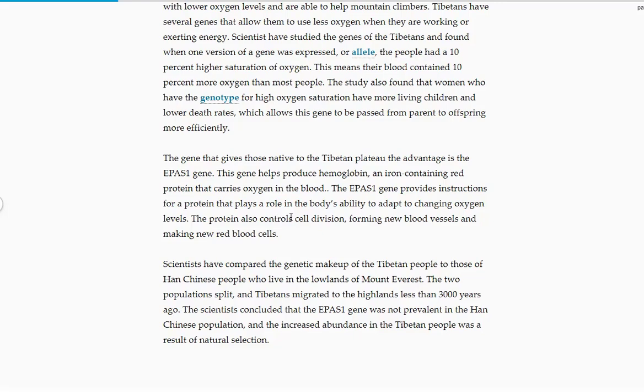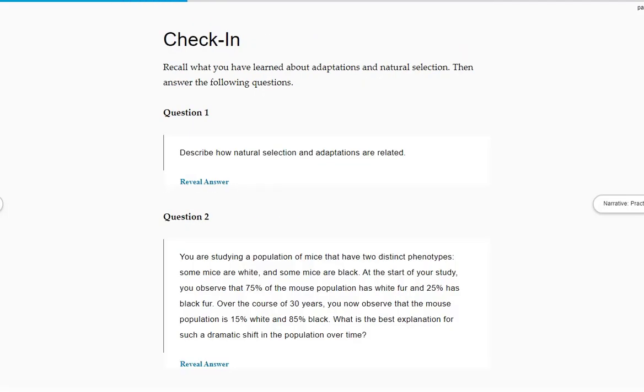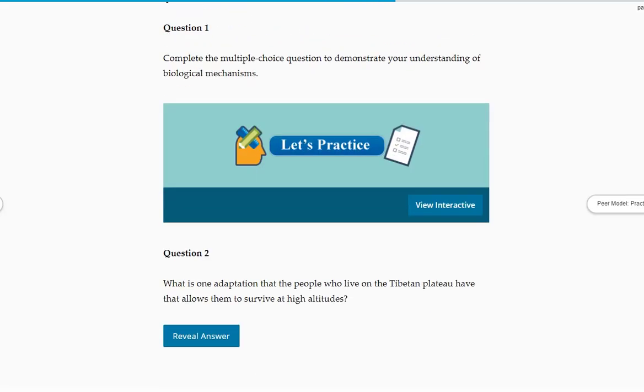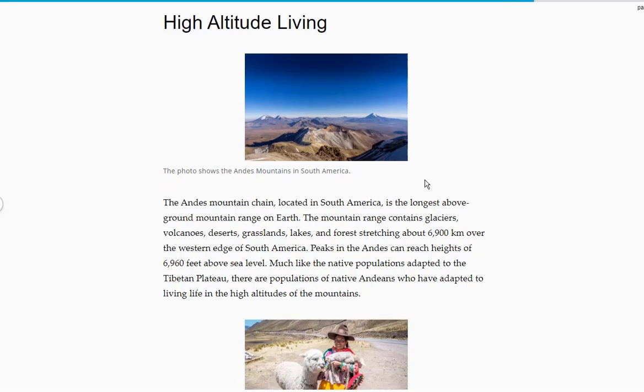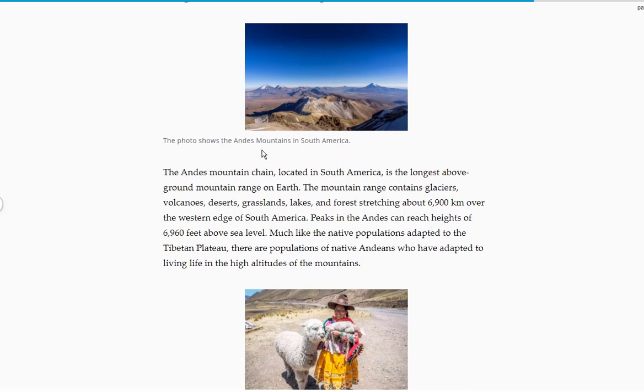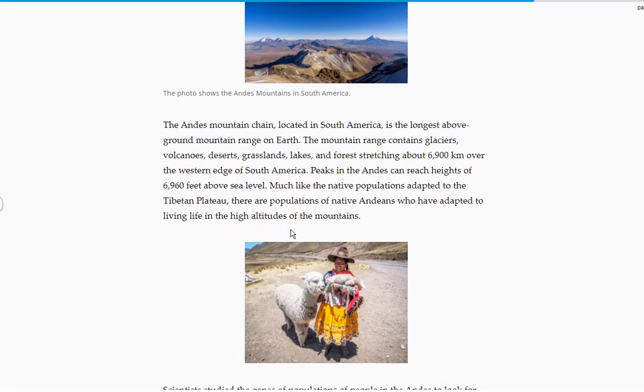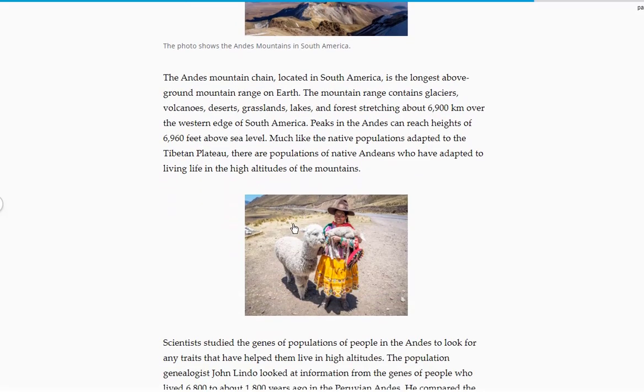Something else that this lesson mentions here really quick has to do with another group of people on the other side of the world living in the Andes. So Tibet is in Asia, okay? The Andes are in South America. But again, it's mountains, and there are people there living at high altitudes, okay? But these people do not carry that same gene, but they still live at high altitudes and they do very well. So what is allowing these people to have that survival advantage at high altitudes?